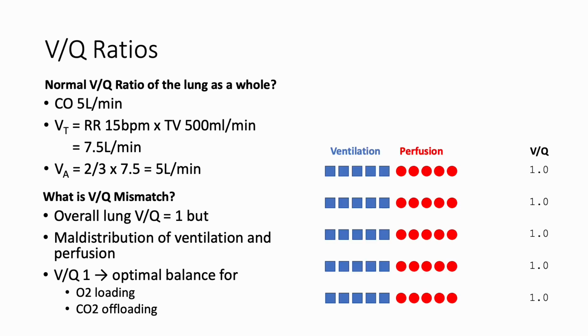This is an example of a lung with 5 lung units which are all optimally matched with a VQ ratio of 1. Now, if we were to introduce some VQ mismatch by changing the distribution of ventilation and perfusion, we can see that we end up with some lung units with a high VQ greater than 1 and some that have a low VQ that's less than 1. But overall, because we haven't changed the total ventilation or perfusion, the VQ ratio of the lungs as a whole is still 1.